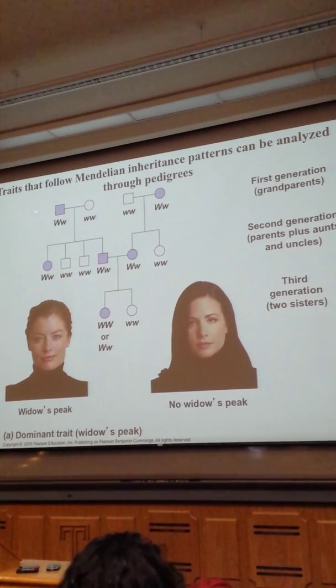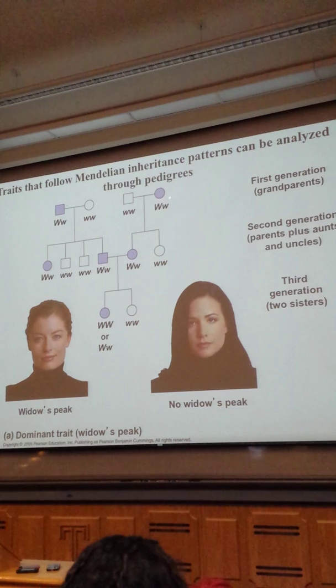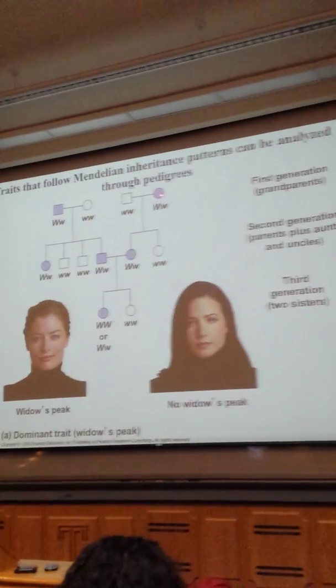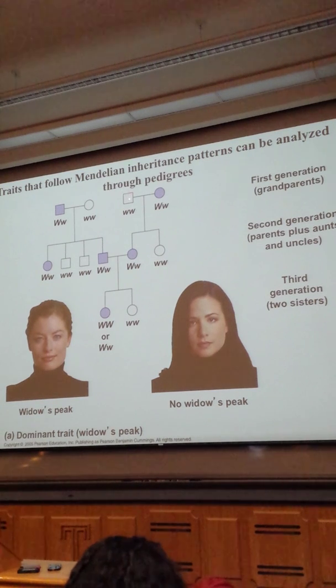So we understand now what the symbols mean. Circle female, square male. Filled in, it means that this individual has the trait that's being followed. When it's a clear circle or square, that means that this individual does not have that trait. Okay?